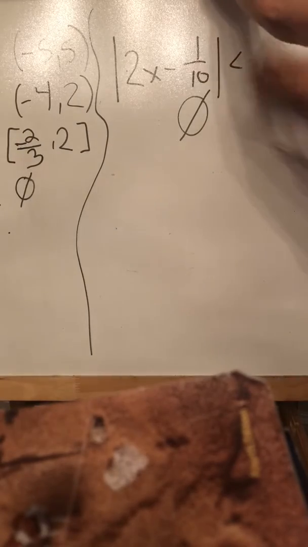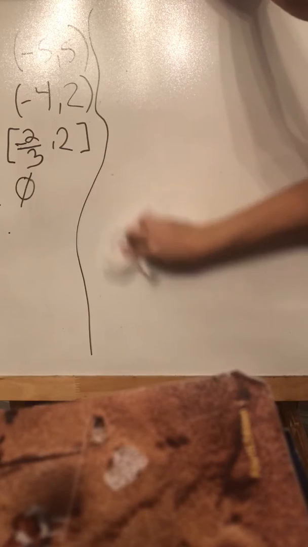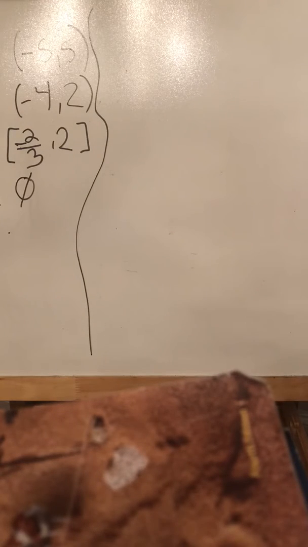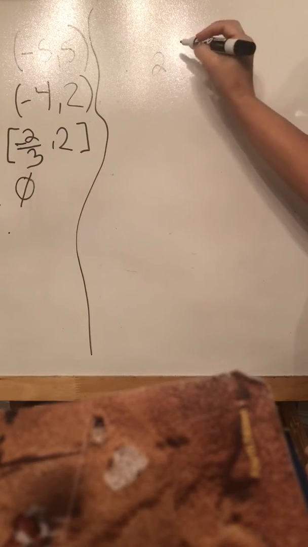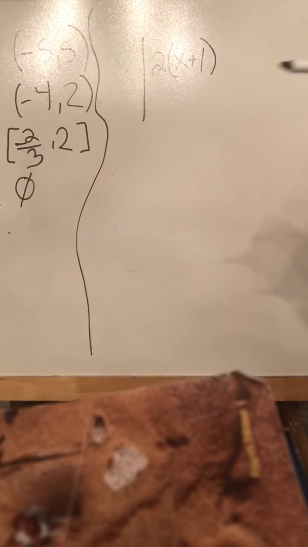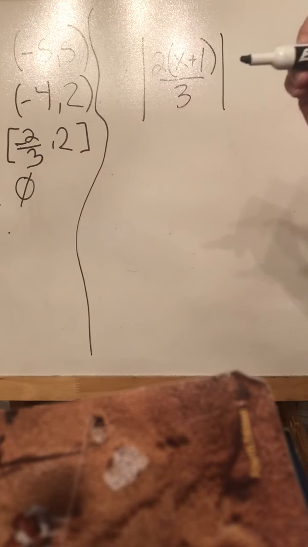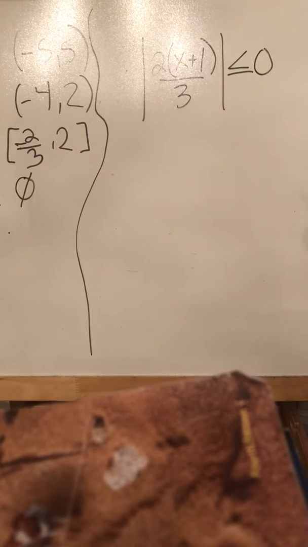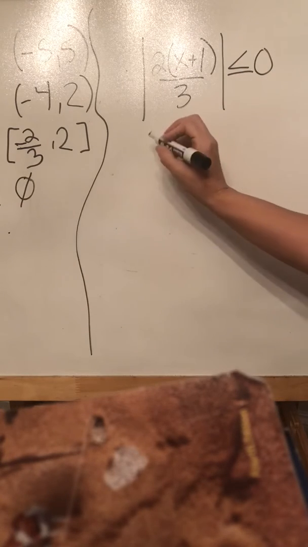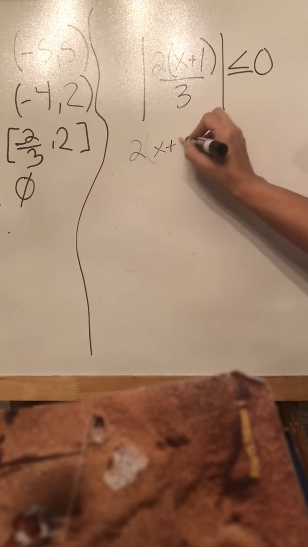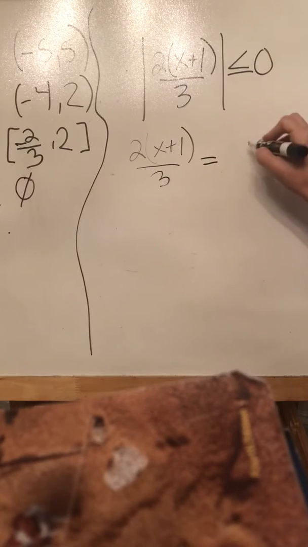All right, number 5. With number 5, we have the absolute value of 2 times x plus 1, all over 3, and that is less than or equal to 0. Remember that less than or equal to means it is less than or equal to. The absolute value of any expression can never be less than 0, because if it's a negative number, then it's no solution. But here it could be equal to 0. So we're going to solve this problem as if it's equal to 0. So we're going to say 2 times x plus 1 over 3 equals 0.